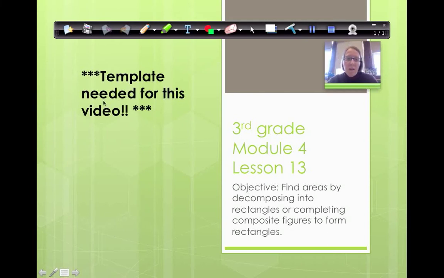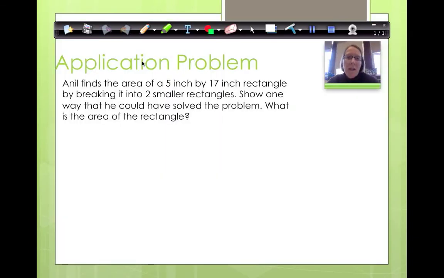Please note that you're going to need a template for this video, and this template is just the grid, okay? The grid is going to help you draw your rectangles and your shapes. Before we start, let's do an application problem.